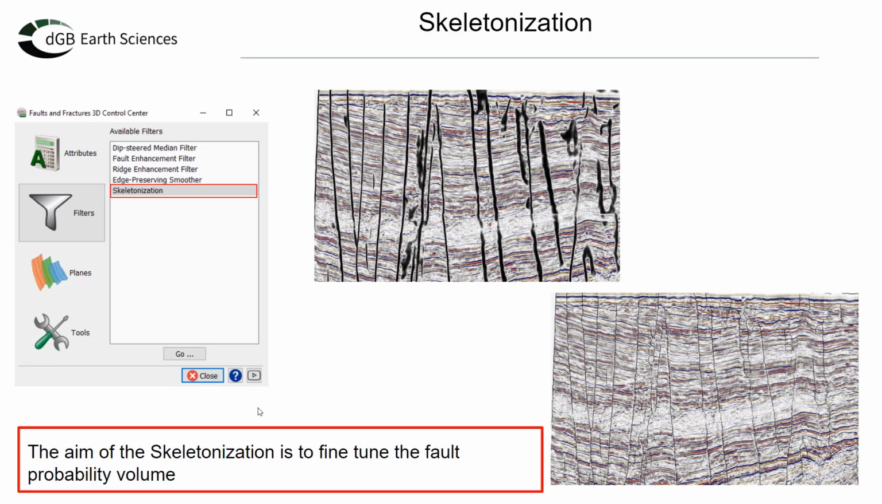Another very important tool is the skeletonization. This is a tool that allows you to fine-tune the fault probability volume. This is suitable specifically for the probability volume that we produce using machine learning. So this is basically a thinning algorithm.